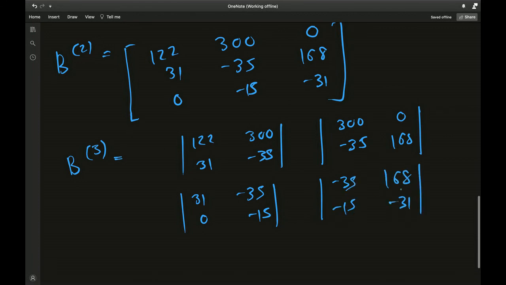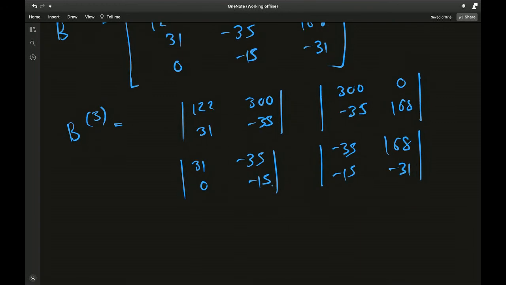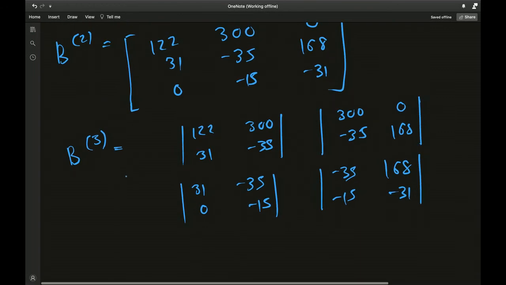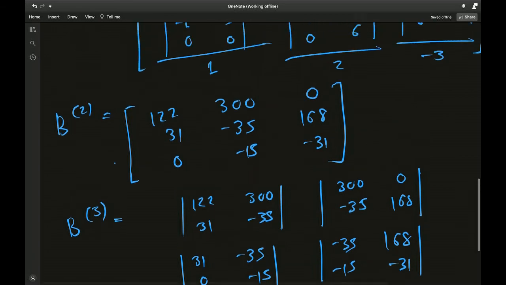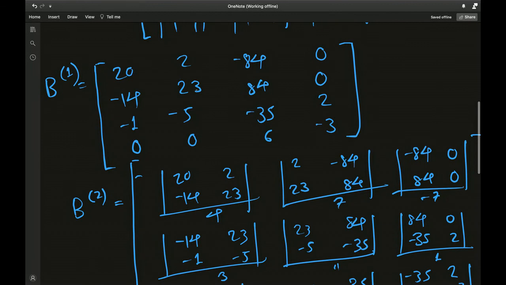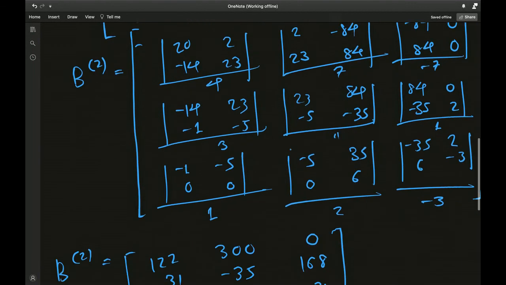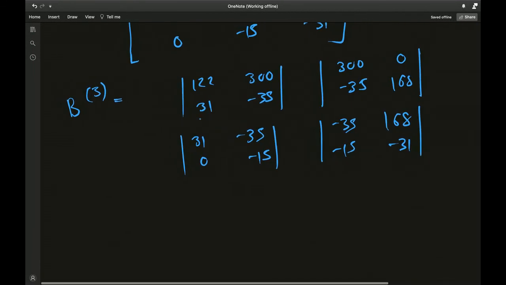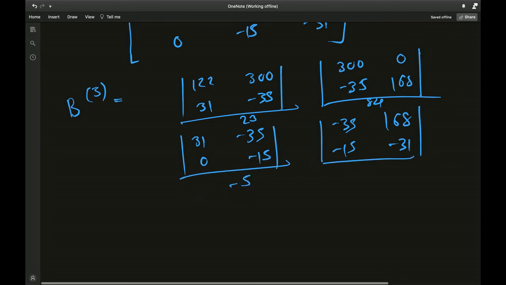Now you have to divide by the interior entries two steps before step 3, which is step 1. Over here, yeah. So we have 4 interior elements corresponding to the four elements of the 2x2 matrix. So this is divided by 23, this is divided by 84, this is divided by a negative 5, this is divided by a negative 35.